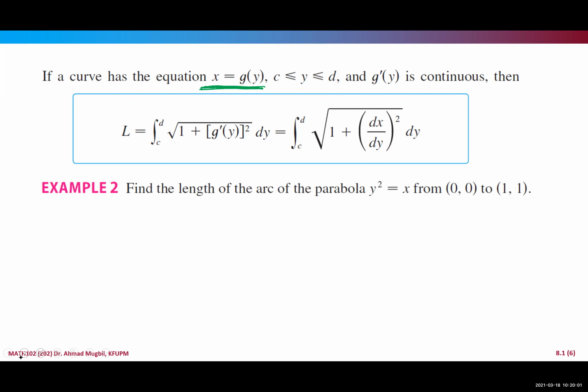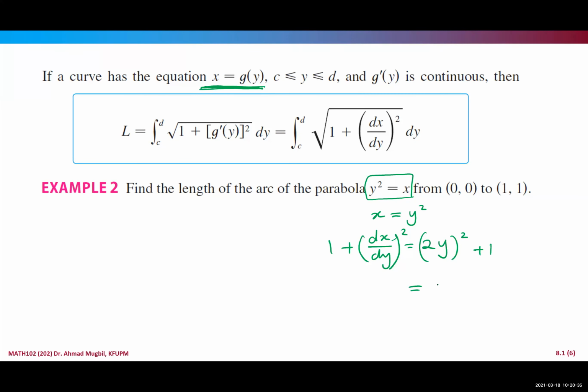Let's take this example. Let's find the length of the arc of the parabola y squared equals x from the origin to the point (1, 1). Okay, so what we will do, guys, I think you can integrate with respect to x or with respect to y, but it is ready here. We have x equals what? y squared. So dx/dy will be 2y. Square it, then add 1.